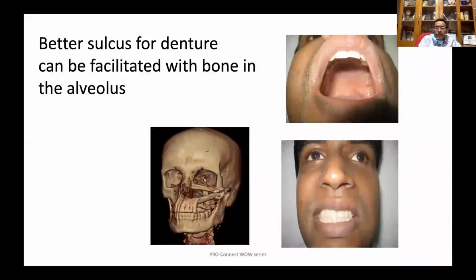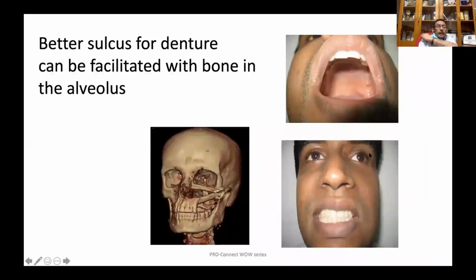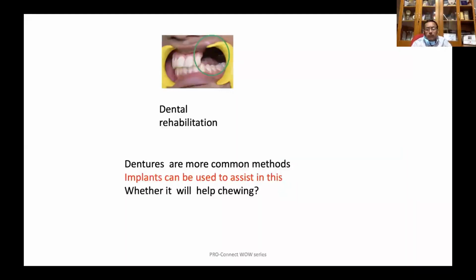Avoiding sagging is very important. This is a muscle flap. This is a skin flap, and this is a radial forearm flap. You look at the sagging here. Nothing will be possible to be placed if it is a sagging flap. So maybe you should have it very tight, going up into the sulcus and coming down. That will be the way you would make a soft tissue flap. Better sulcus for denture, simple. If you put a bone there, it doesn't mean that you should put implants. But this bone will allow you to create a sulcus where a denture can be placed. So putting a bone in the alveolus is good even for that.